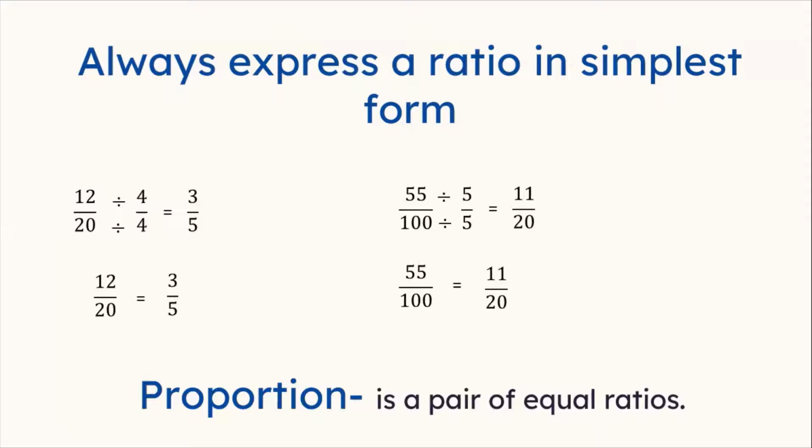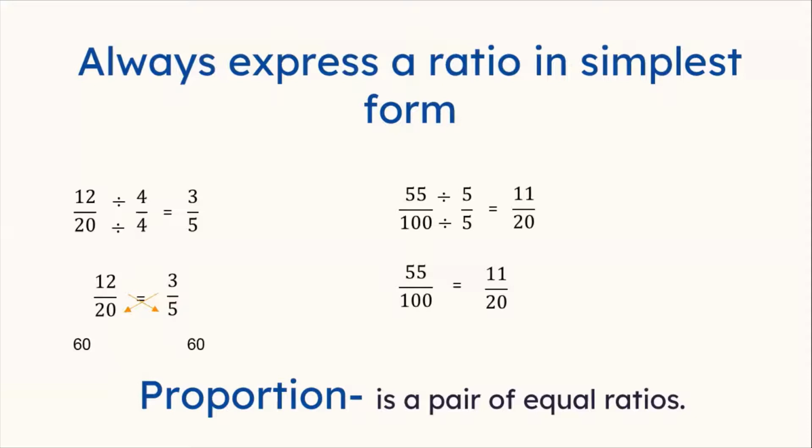How can you know that they are proportional? It's easy. All we have to do is cross multiplication. Let's cross multiply. 12 times 5 and 3 times 20. 12 times 5 is 60 and 3 times 20 is still 60. So you can see 60 and 60 are equal, which means they are proportional.